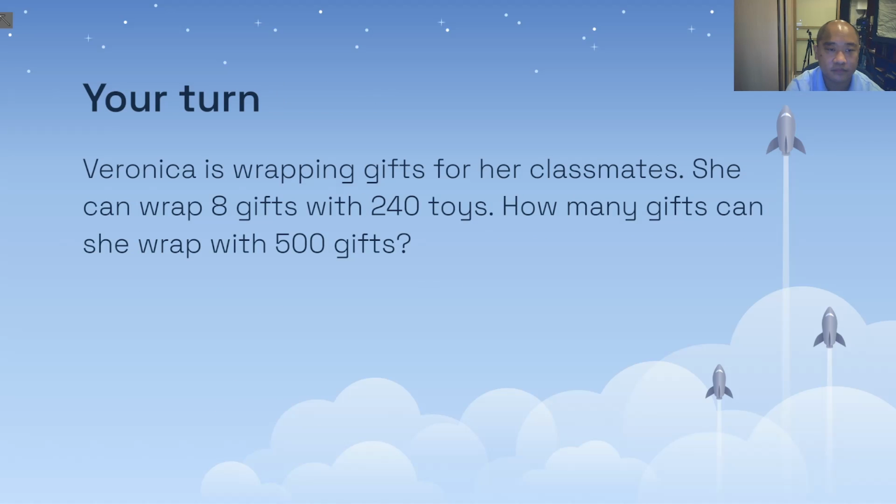Your turn. Veronica is wrapping gifts for her classmates. So nice. She can wrap 8 gifts with 240 toys. How many gifts can she wrap with 500 toys? This should say toys. Sorry. All right, welcome back. 8 gifts for every 240 toys. How many gifts for 500 toys? Well, this is 4,000 equals 240G.